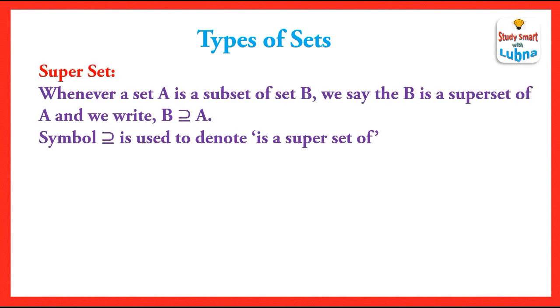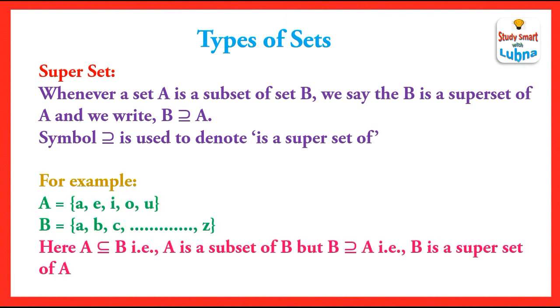Superset. Whenever a set A is a subset of set B, we say that B is a superset of A, and we write it as B is a superset of A. This is the symbol that is used to denote is a superset of. For example, here we have the set A containing the vowels of the English alphabet, and B containing all the English letters. So A is a subset of B. So if A is a subset of B, we can say that B is a superset of A.